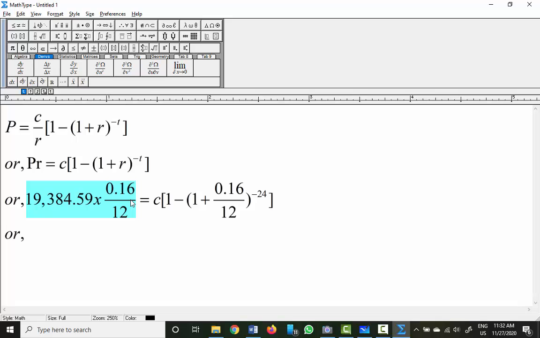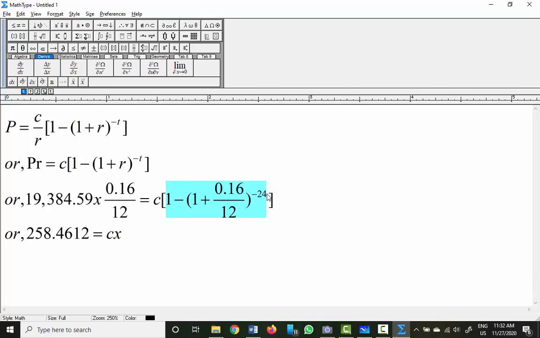19,384.59 multiplied by 0.16 divided by 12. So we should get 258.4612, right? So this is what we should get, right? And on the right hand side, what we will have is C multiplied by, let us do this calculation.